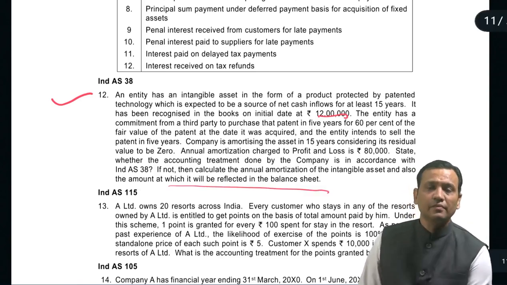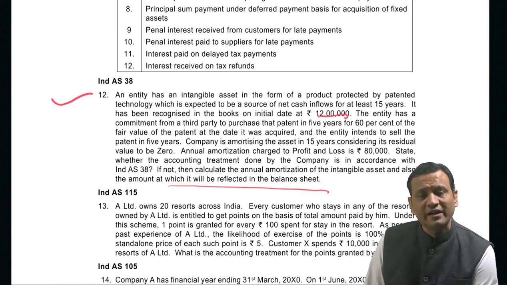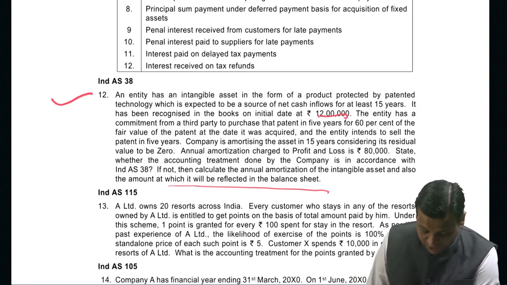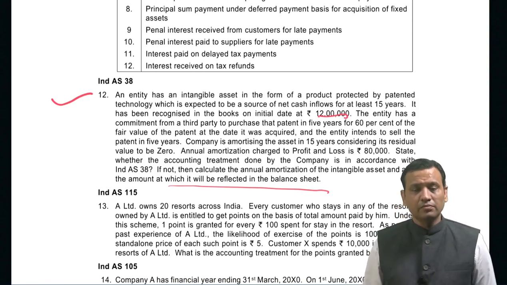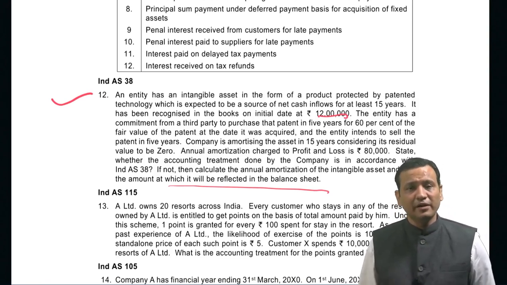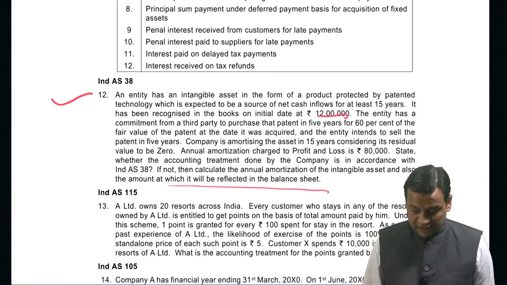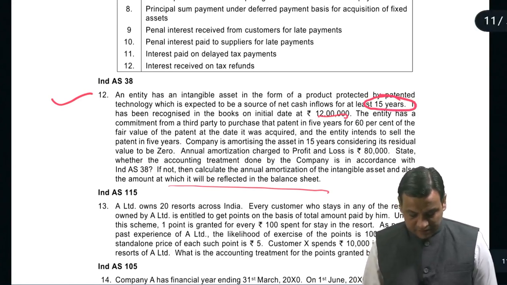Now friends, under Ind AS 38, we have studied that an intangible asset can have a finite useful life or it can have an indefinite useful life. If it is having a finite useful life, then obviously it should be amortized based on the estimated period in which we are going to get those cash flows or benefits from use of this intangible. If you look properly, here the life is 15 years.